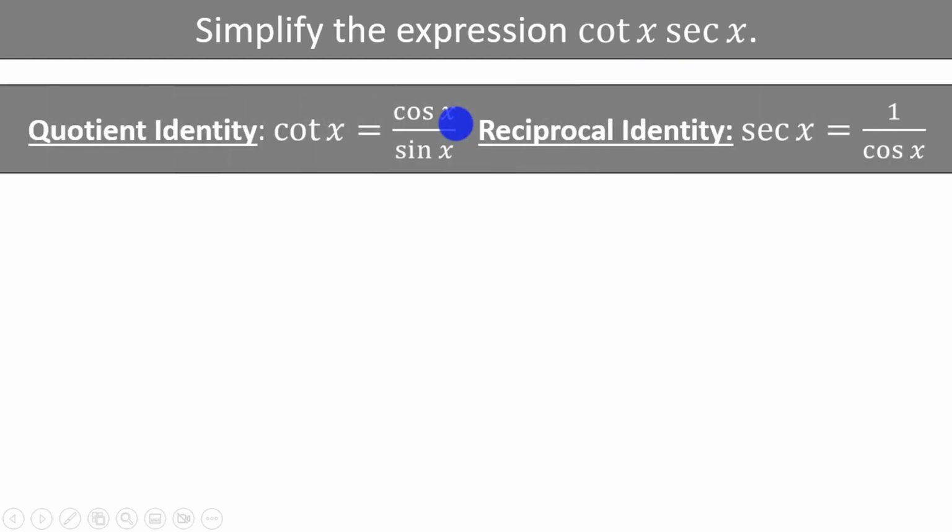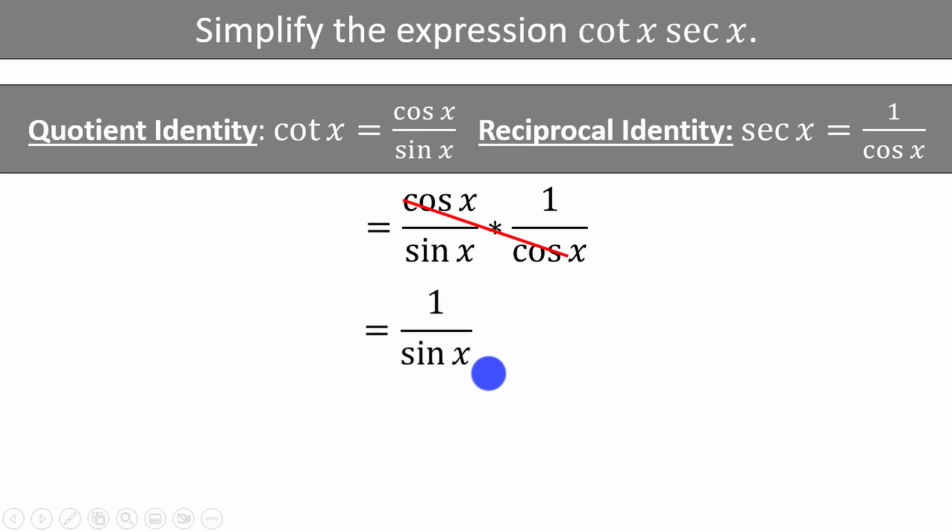In this example, cotangent is the same thing as cosine over sine by the quotient identity. By the reciprocal identity, secant is the same thing as 1 over cosine. So let's make these substitutions in our problem. We will have cosine over sine times 1 over cosine. The cosines will cancel, and we will have just 1 over sine. But of course, 1 over sine is the same thing as cosecant. So cotangent of x times secant of x is the same thing as cosecant of x.